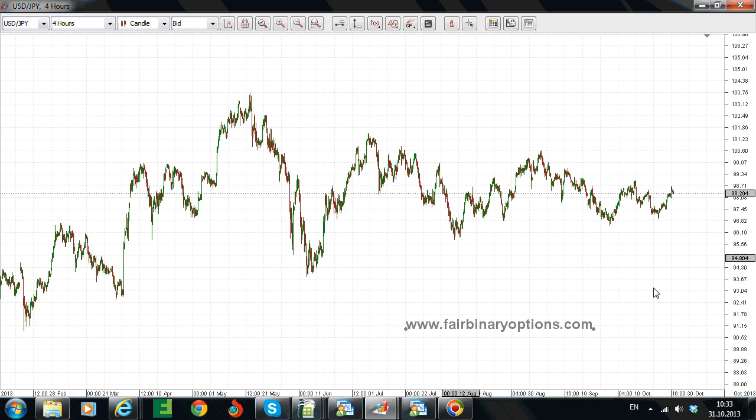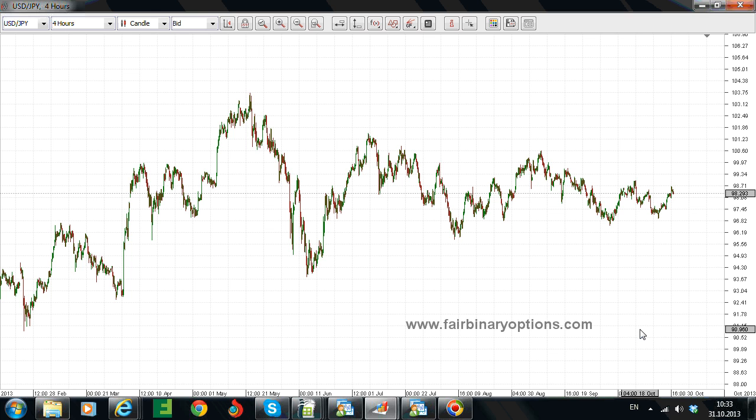fairbinaryoptions.com here. As you can see on your screen, US dollar Japanese yen 4-hour chart. Time to look for the downside. Whenever you are trading binary options like we do here and you want to look for the downside, the logical thing to do is to buy puts. So we want to buy puts based on this outcome.